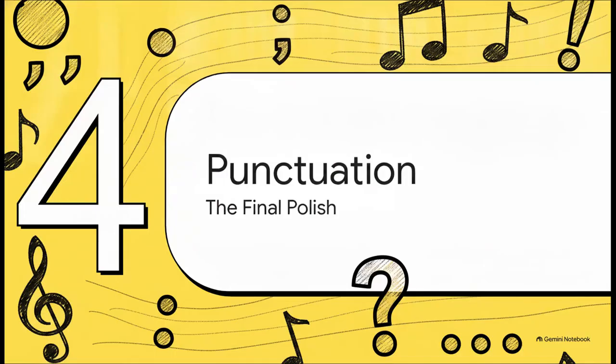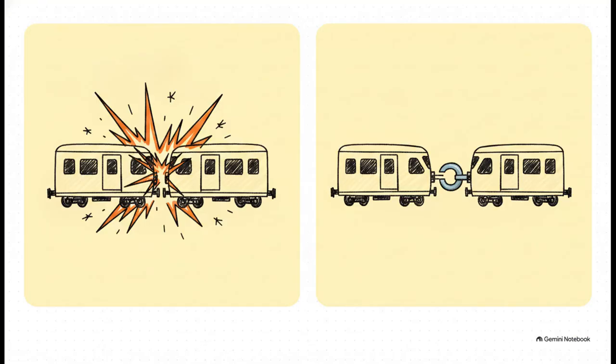And that brings us to our final section, Section 4, Punctuation, the Final Polish. Listen to this structural collision right here. The project was delayed, the team was frustrated. Consider this your official warning against the dreaded comma splice. You literally cannot just jam 2 independent clauses together with a comma. It's a structural car crash.